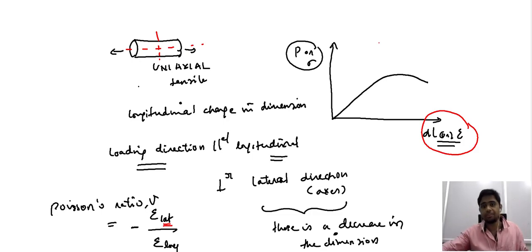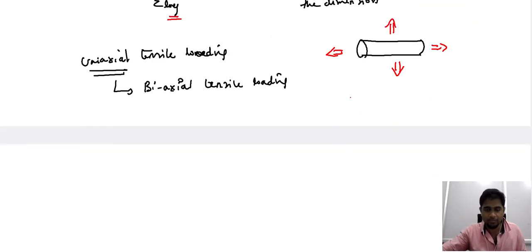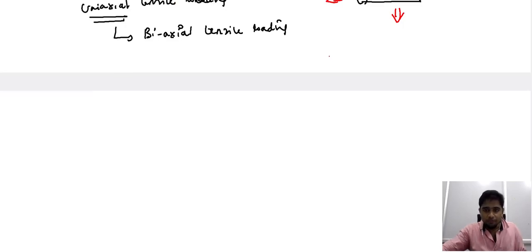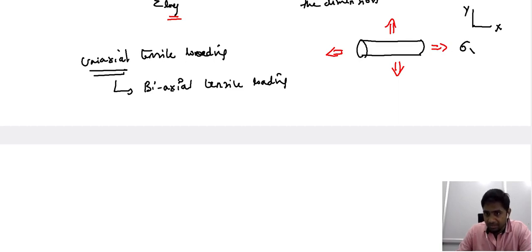Now we are moving away from that assumption and we are considering biaxial tensile loading. The response offered by biaxial tensile loading can be categorized into two. This is something that we saw in our previous lecture. If we consider a coordinate system as x and y, the stress along the x-axis can be represented by this and the stress along the y-axis can be represented by this.